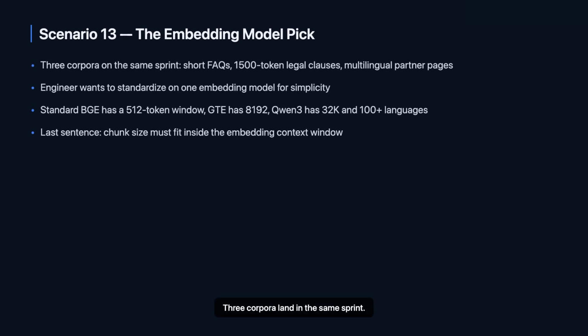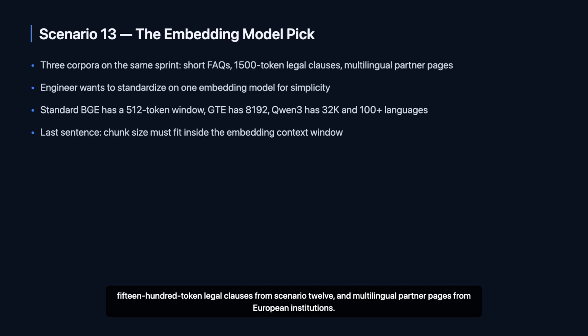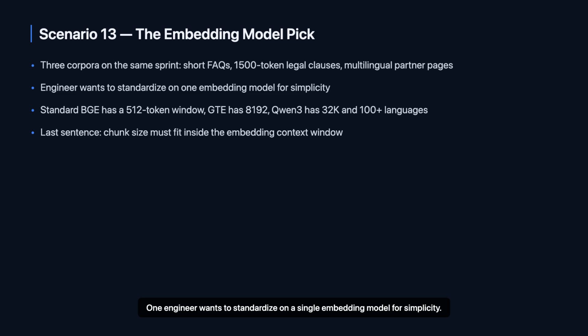Scenario 13. Three corpora land in the same sprint: short visitor FAQs, 1500 token legal clauses from Scenario 12, and multilingual partner pages from European institutions. One engineer wants to standardize on a single embedding model for simplicity. The catch: the standard BGE models have a 512 token window, GTE has 8192, and Qwen3 embedding has 32,000 tokens plus over 100 languages. The last sentence locks the rule.